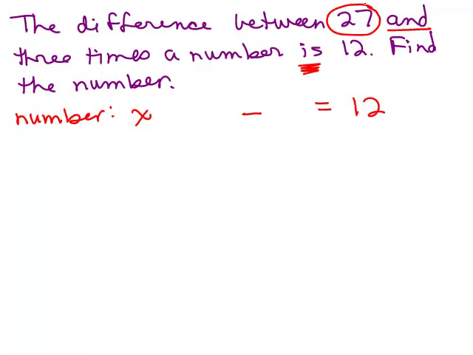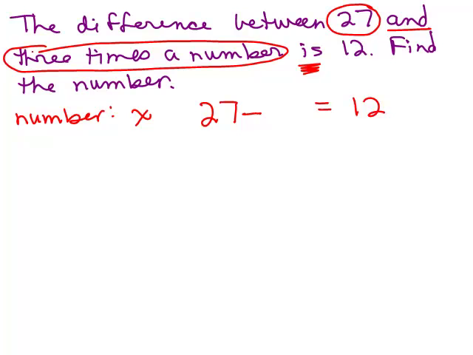So 27, right? That goes before the minus sign. And after the word and is 3 times the number. All right, well, if the number's x, 3 times the number is 3x. So there's our equation: 27 minus 3x equals 12. When you're talking about a difference, the number you see first before the word and has to go before the minus sign as well.